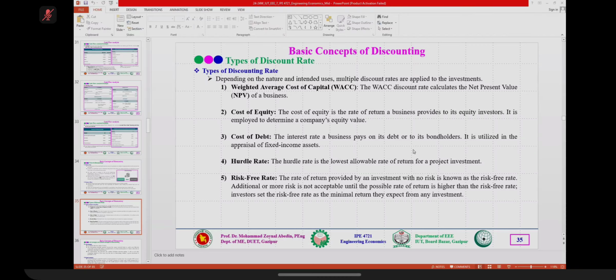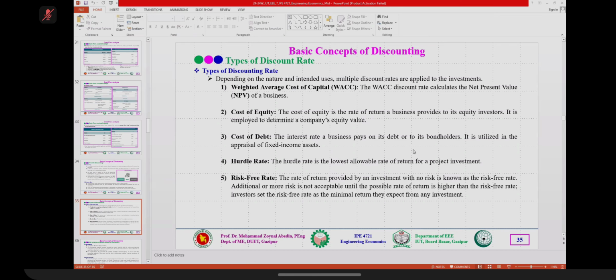Number four is the hurdle rate. The hurdle rate is the lowest allowable rate of return for a project investment. This is the lowest allowable rate of return. Okay, this is the marginal rate of return, and this is the hurdle rate. You cannot go beyond this or under this value.